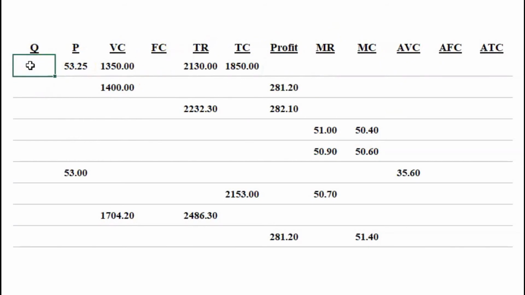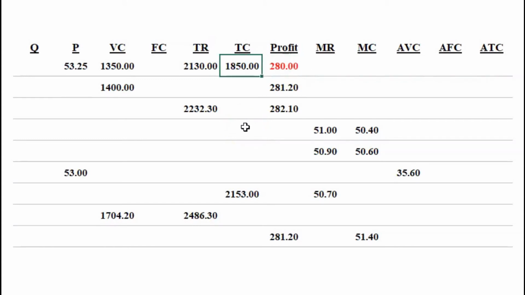Now you're going to need a calculator to be able to do this, so I'm going to get the calculator on my cell phone ready. The easiest one here is probably to get the profit. We know that profit is equal to total revenue minus total cost. So we're going to do 2130, that's this one, minus total cost 1850, and that gives us 280. So we know that the profit is going to be 280.